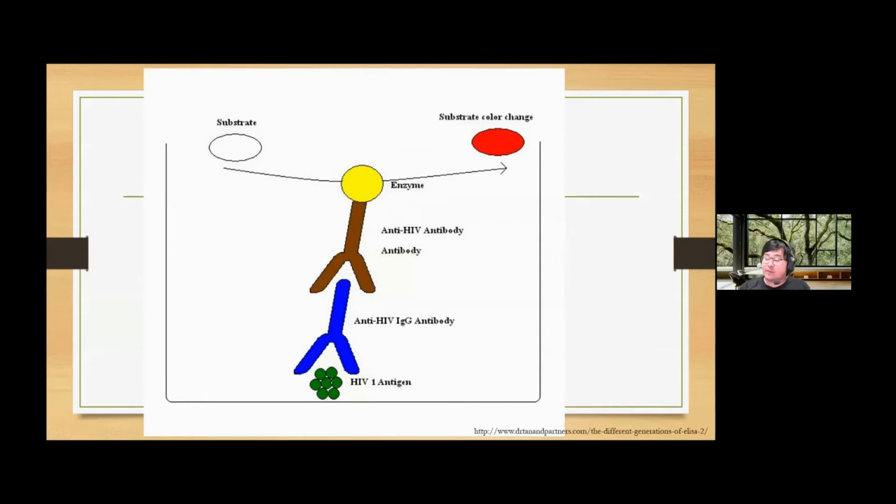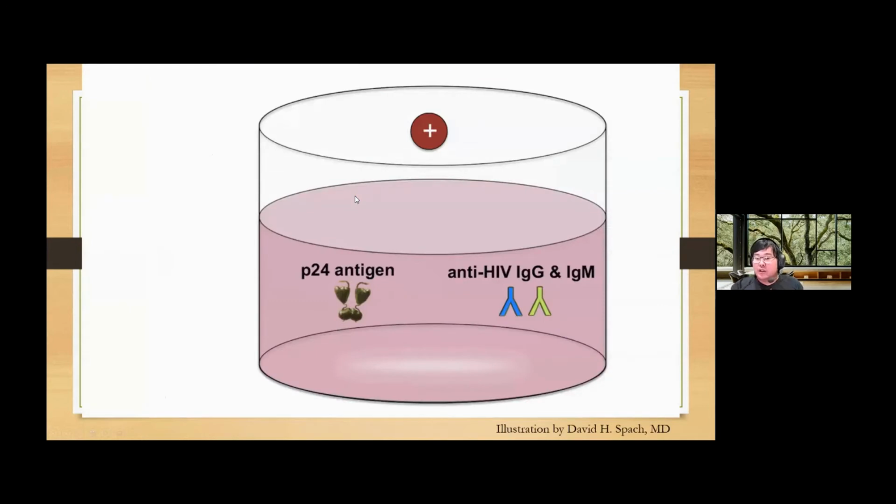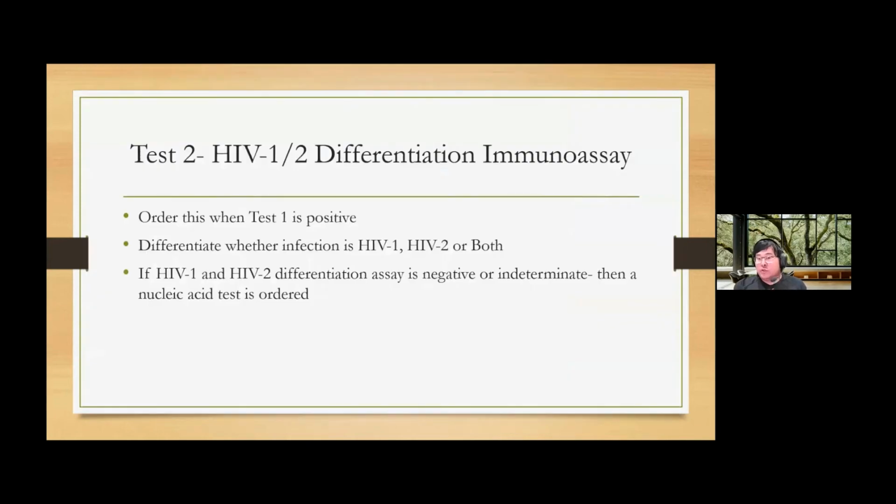That tells us something is present, because if the patient doesn't have any HIV antibodies, then when we wash it off, none of this will stick and we won't get any color change. So if light is detected, then you know that there's P24 antigen or anti-HIV antibody present, but you don't know what's present. So we would have to go on to the next test to see what's there. The next test that we order in sequence is the HIV 1-2 differentiation immunoassay.